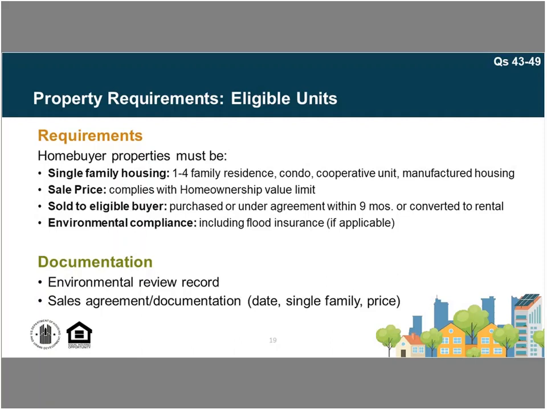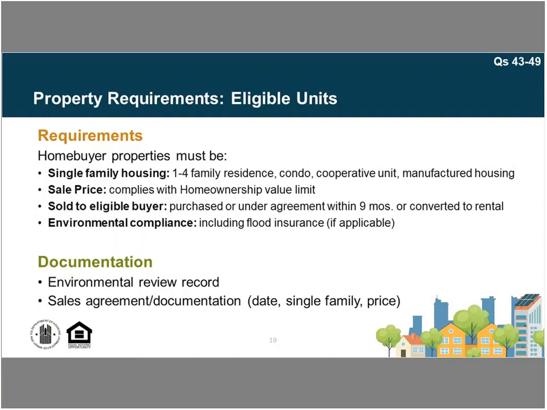So what would be the documentation that's required to prove you have eligible units? Well, it really comes down to two things, possibly three things, and obviously one is the environmental review record that shows that you've completed the appropriate checklist and the project has been cleared.